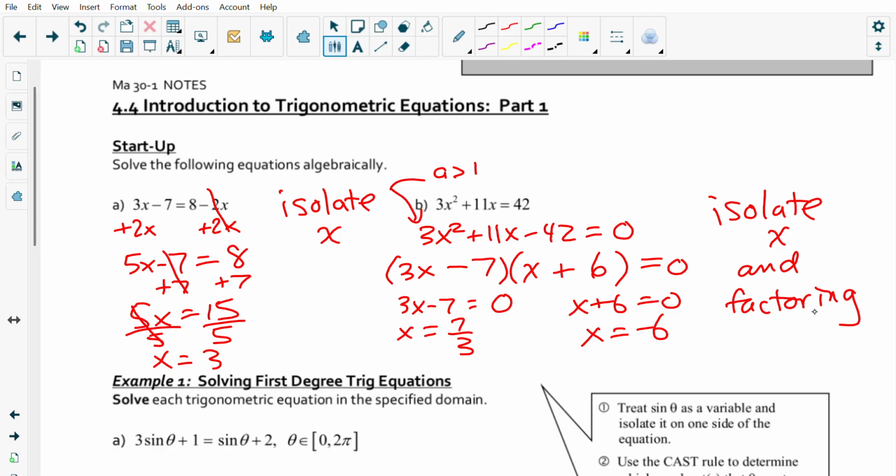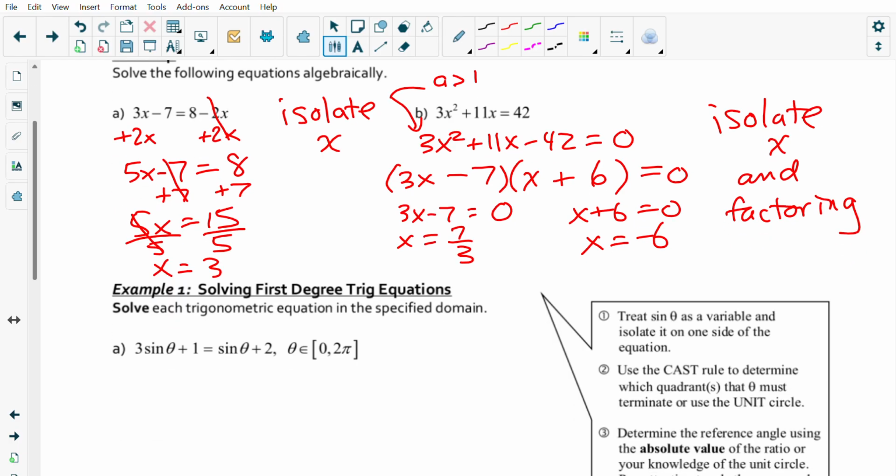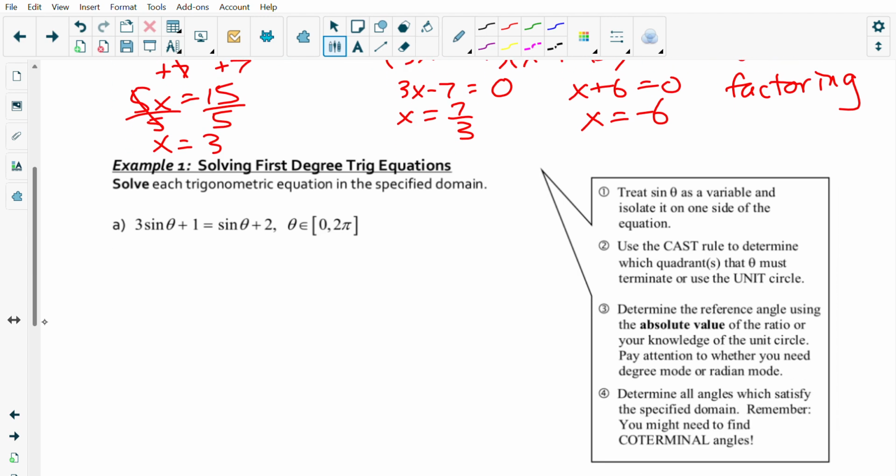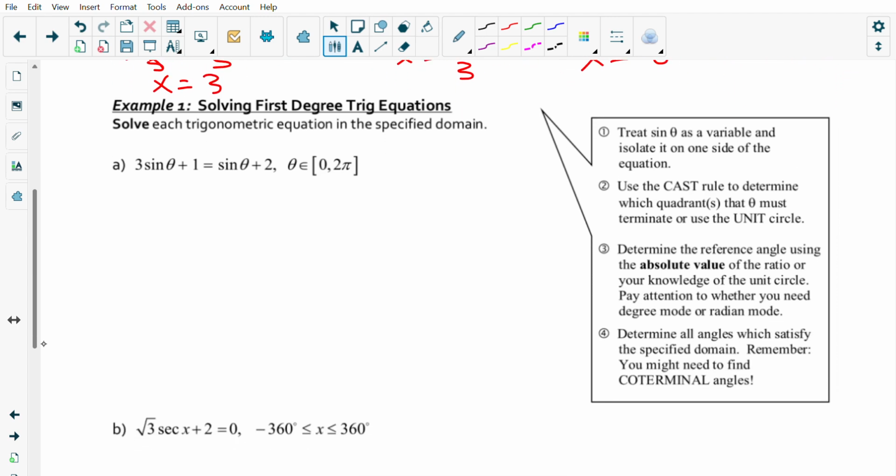Okay, so when we solve trigonometric equations, so solving first-degree trigonometric equations, we need to think about the same thing. So isolating the variable and then factoring where necessary if you need to. So for these first two, example 1, solving first-degree trig equations.